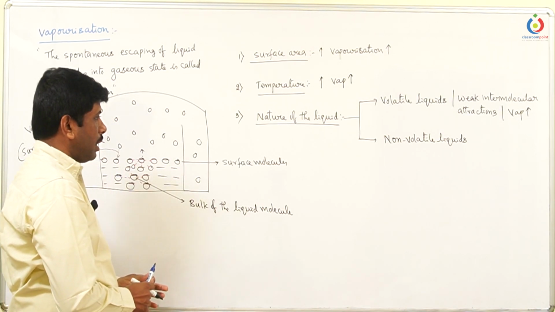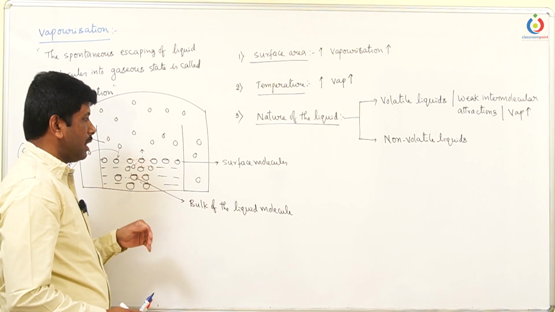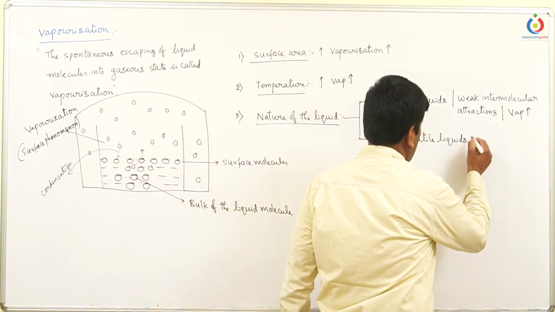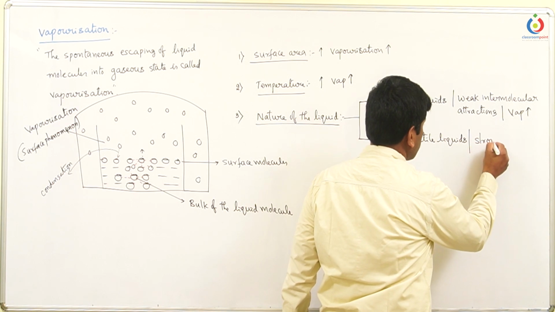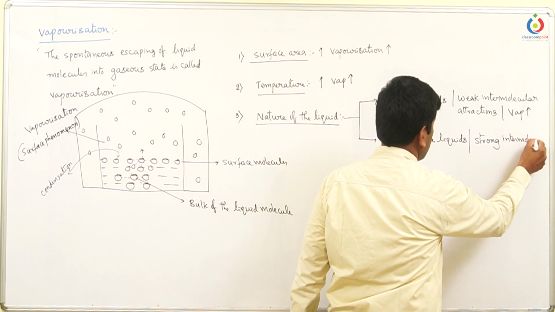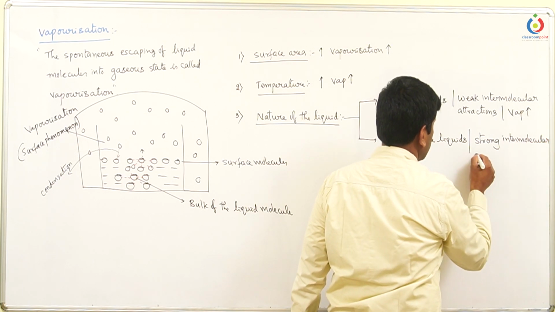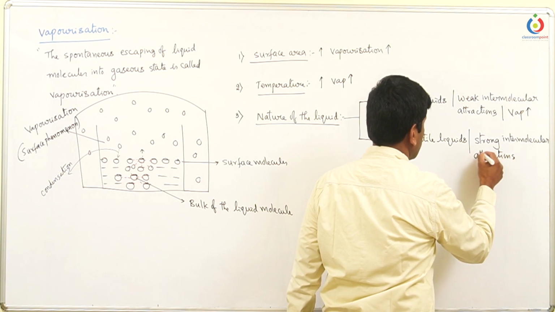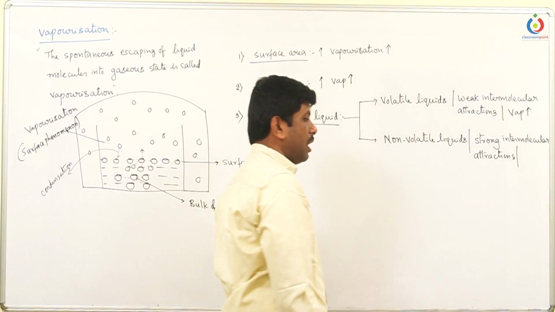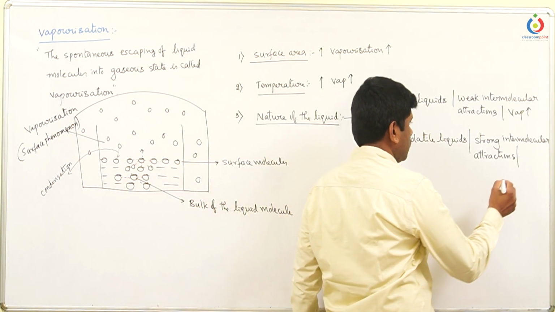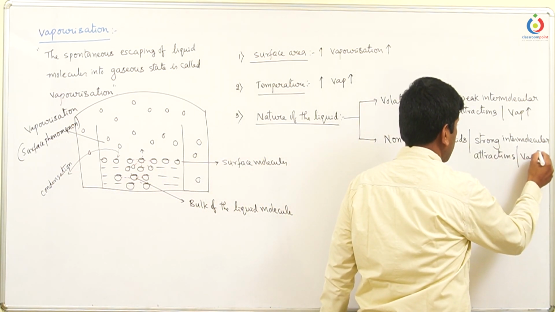Now, non-volatile liquids. In the case of non-volatile liquids, they cannot form vapor easily. That means they have strong intermolecular attraction forces. Since strong intermolecular attractions are there, they cannot escape into the vapor state, so vaporization also will be very less.